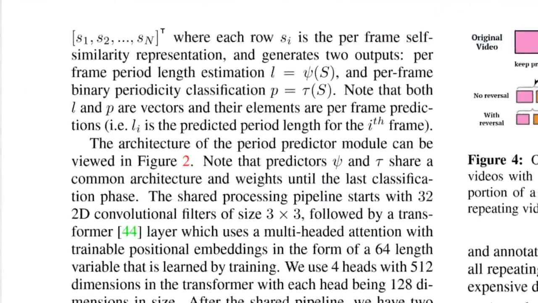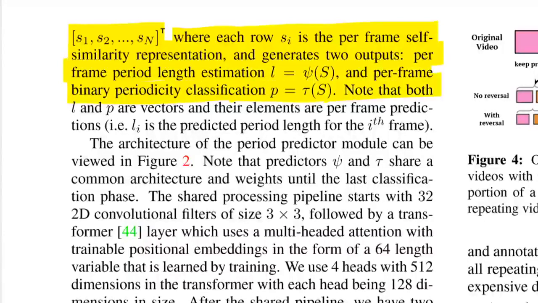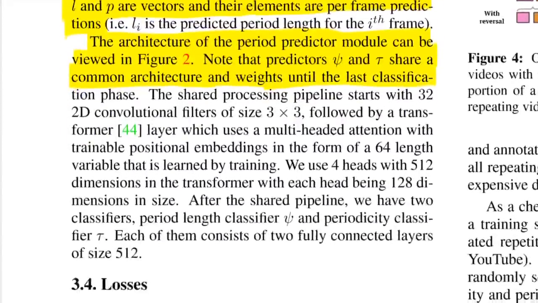Okay. So if we're given this self-similarity matrix, it consists of rows. Each row is the per frame self-similarity representation and generates two outputs, the per frame period length estimation and the per frame binary periodicity classification. Note that both L and P are vectors and their elements are per frame predictions. Okay. The architecture of the period predictor module can be viewed in figure 2. Note that the predictors share a common architecture until the last classification phase.